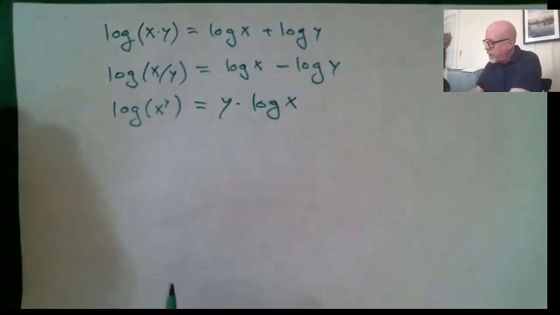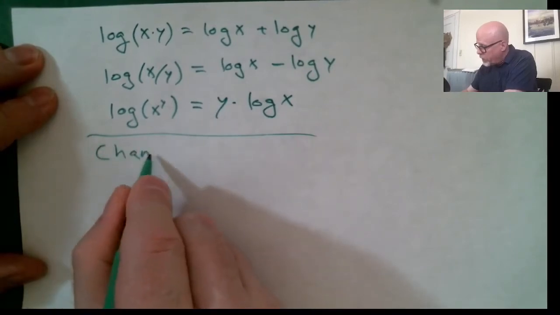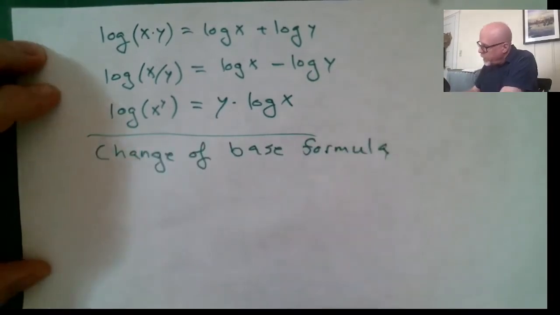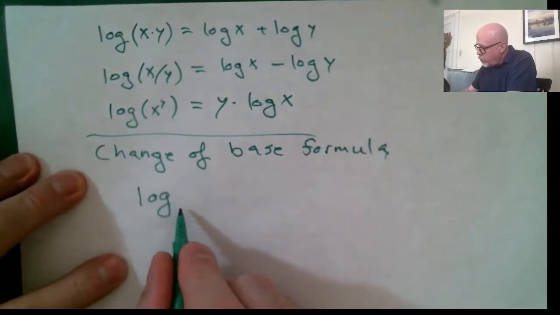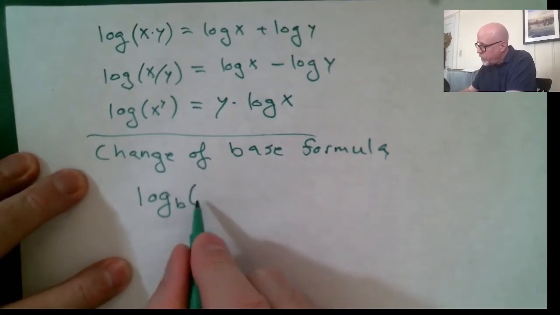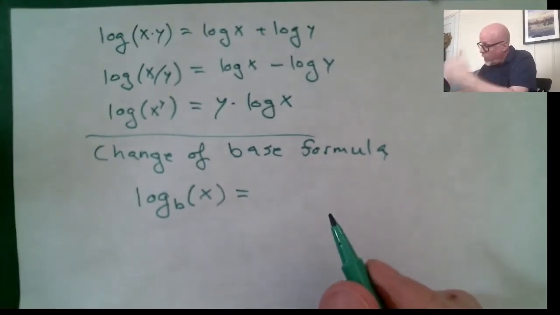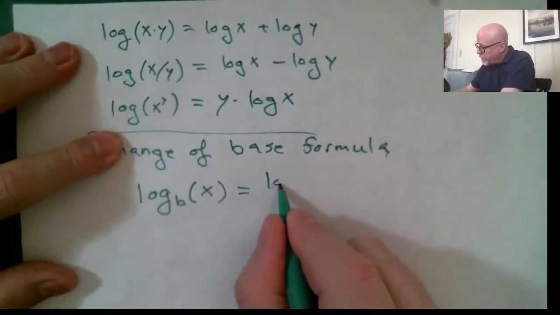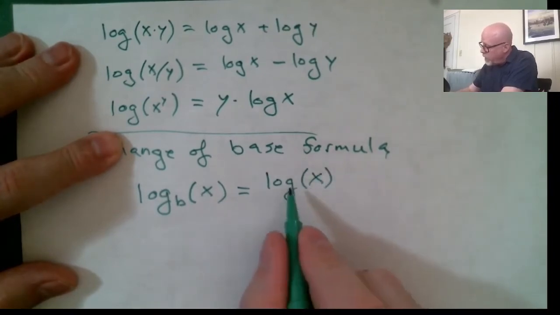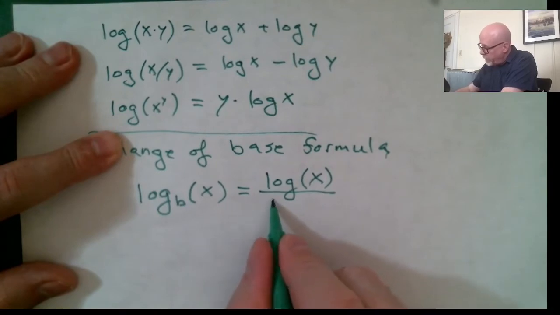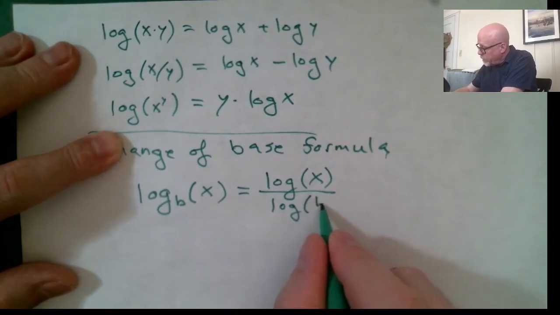Finally, there's a thing that we need to talk about. This is the last property. It's called the change of base formula. And what is it? It says that if you have the logarithm to some unusual base that you're interested in computing, you can just use one of the more standard bases. So, for instance, you could use log base 10, or in other words, just plain log. Take the base 10 logarithm, but then scale it, or divide it, by the logarithm base 10 of the base you're interested in.